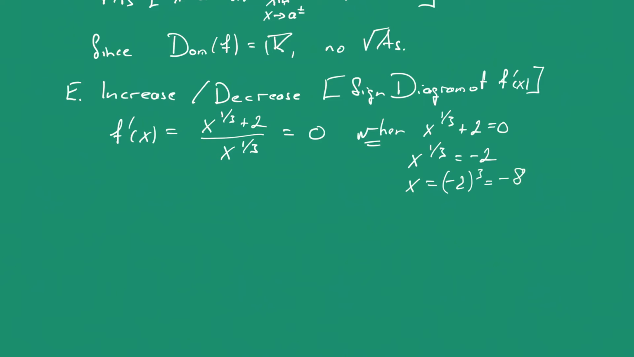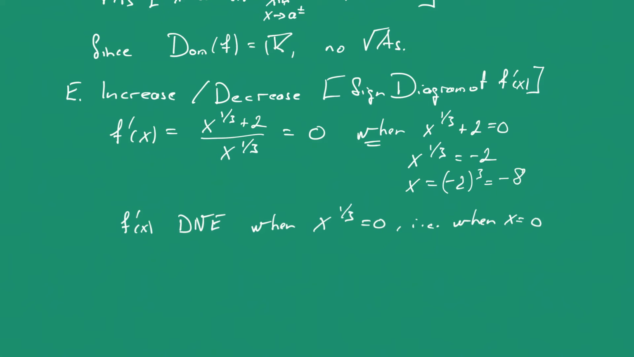And where does it not exist? Well, when the denominator is 0, which is to say when x is equal to 0. So if we write that down, f'(x) does not exist when the denominator, x^(1/3), is 0. That is, when x is equal to 0. And notice that these are both critical numbers of f.